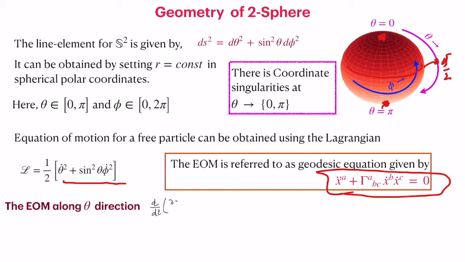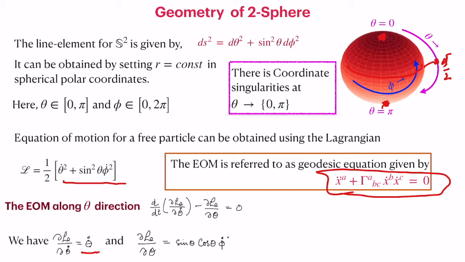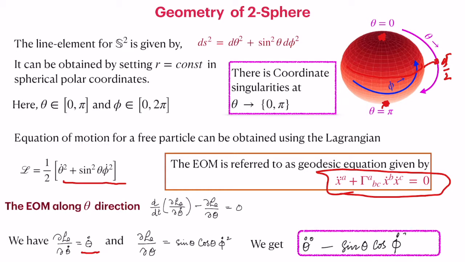Let's get the theta equation of motion. The Lagrange equation of motion is given by d by dt of dL by d theta dot minus dL by d theta is equal to 0. From the above Lagrangian we get dL by d theta dot is simply theta dot. We also get dL by d theta is equal to sine theta cos theta phi dot square. Putting it all together we get theta double dot minus sine theta cos theta phi dot square is equal to 0. This way we get the second order equation of motion, which we can directly compare with the above form.